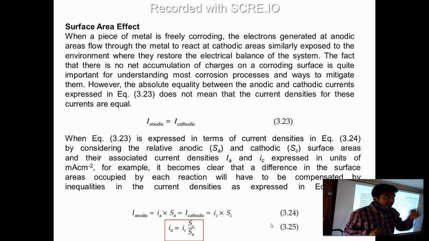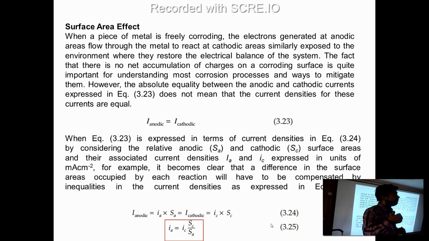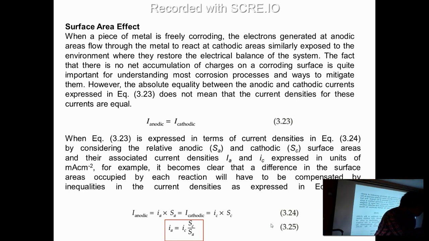What will happen if iA will increase? Anodic current is increasing means what? Corrosion is increasing, is it not? Because corrosion will take place at anode only, we already know that. Let us assume SC by SA is decreasing. What will happen to iA? iA will decrease, because SC by SA is decreased, iA will decrease. iA decrease means what? Corrosion is decreasing. Understood now?